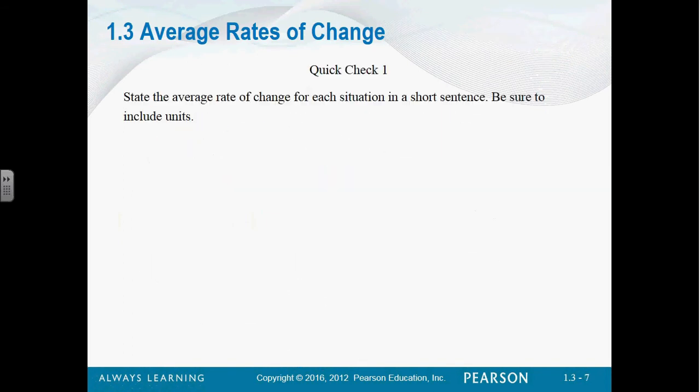All right, so what we want to do is state the average rate of change for each situation in a short sentence, including units. So if it rained 4 inches over a period of 8 hours, how do we express that as a rate of change? 1/2 inch per hour, right? Because you do 4 inches over 8 hours, simplify it, you get 1/2. So that gives you 1/2 inch per hour. Does that make sense?